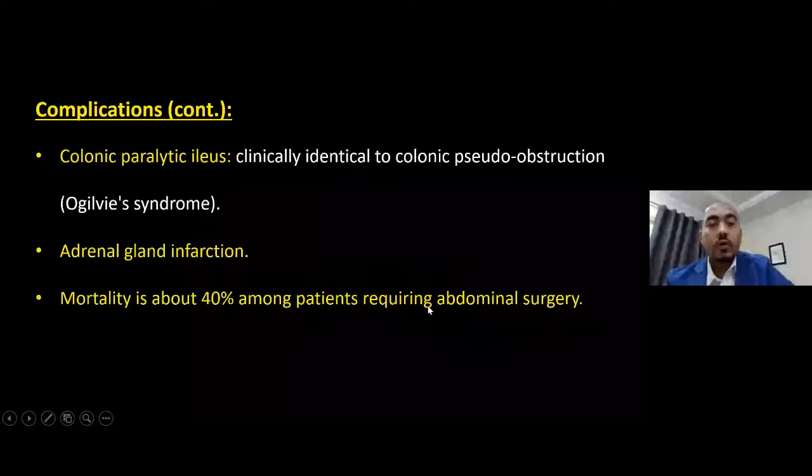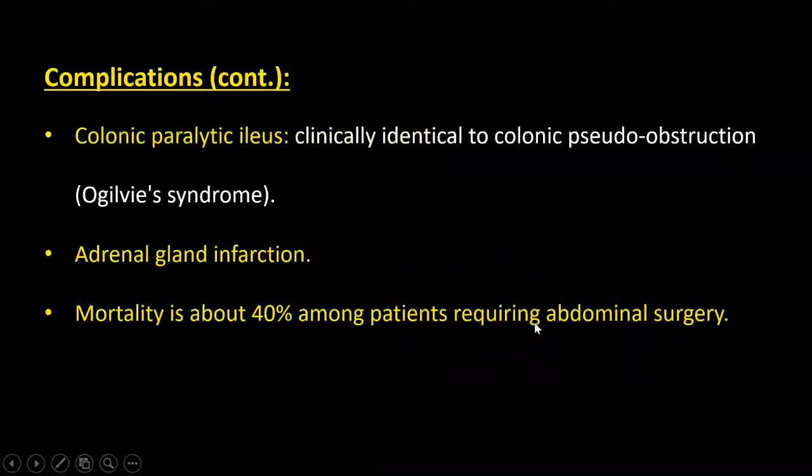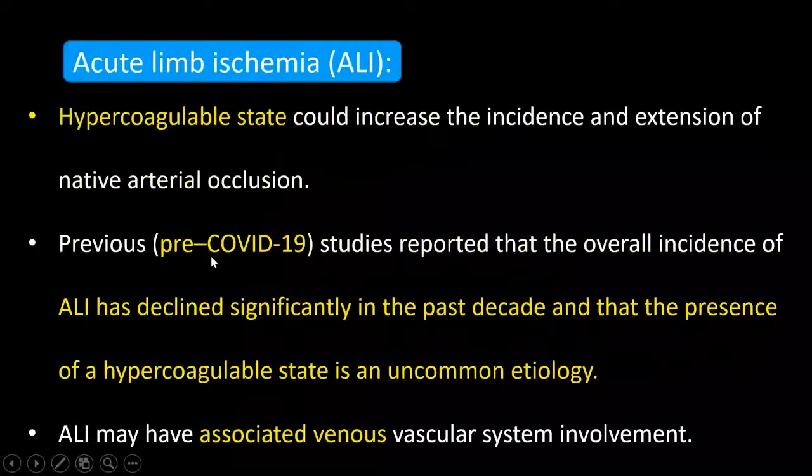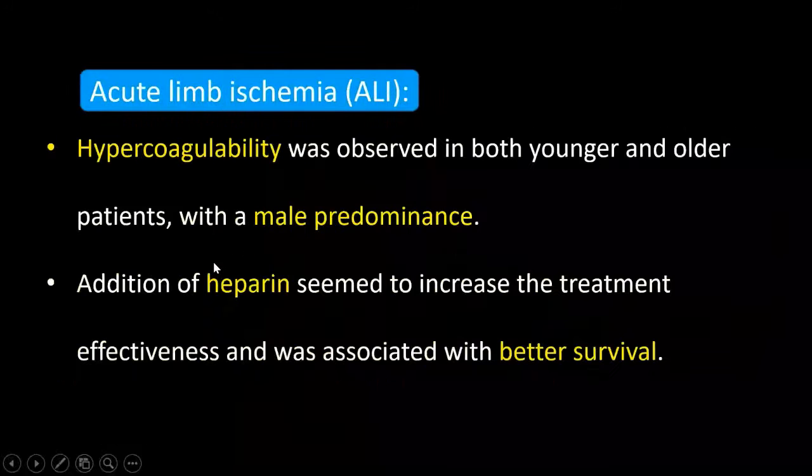Regarding acute limb ischemia, the hypercoagulable state may increase the incidence and extension of native arterial occlusion. The pre-COVID era reported that the overall incidence of acute limb ischemia has declined significantly in the past decade, and that the presence of a hypercoagulable state is an uncommon etiology.